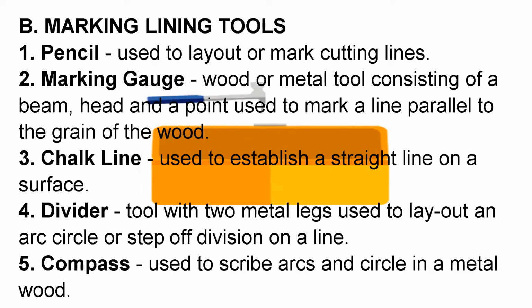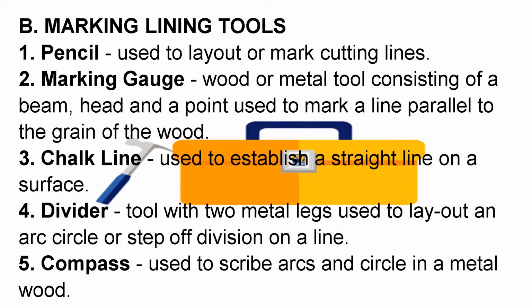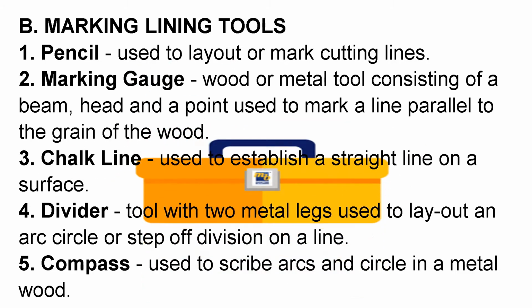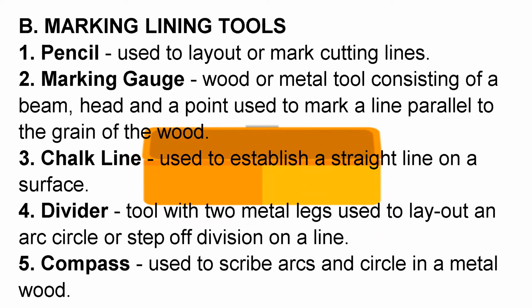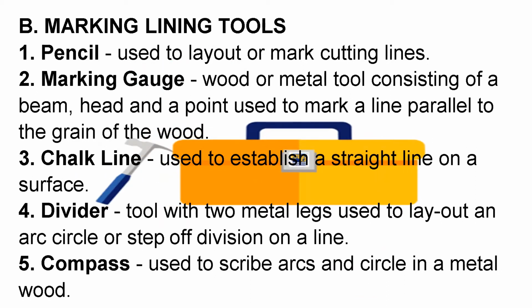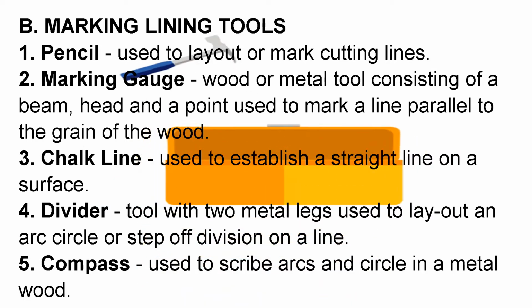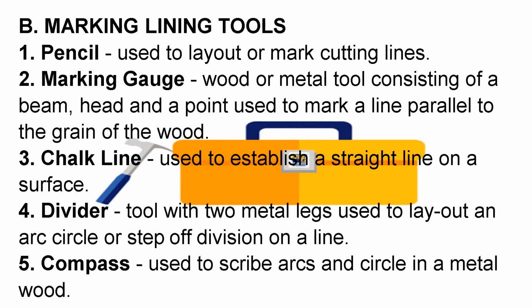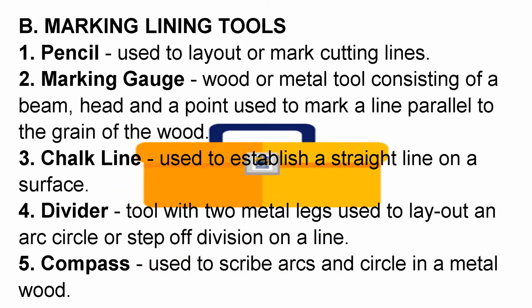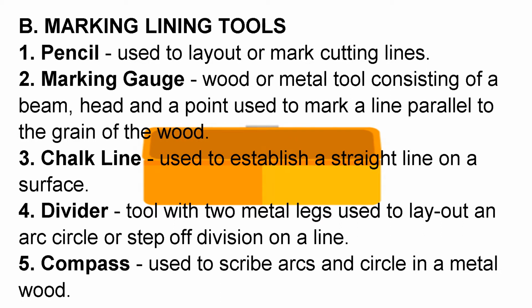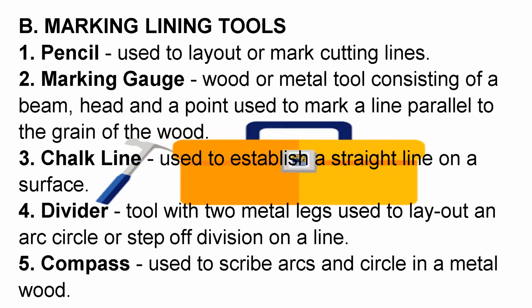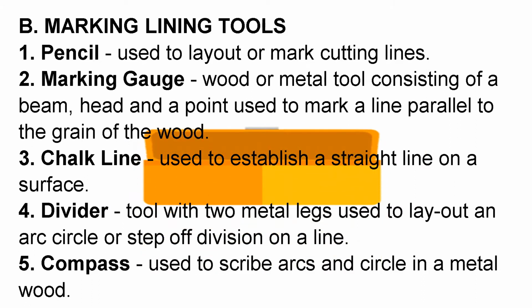Next, we have the marking and lining tools. There are 5 marking and lining tools. First, you have the pencil. Pencil is used to lay out or mark cutting lines. Second, the marking gauge, a wood or metal tool consisting of a beam, head, and a point used to mark a line parallel to the grain of the wood.